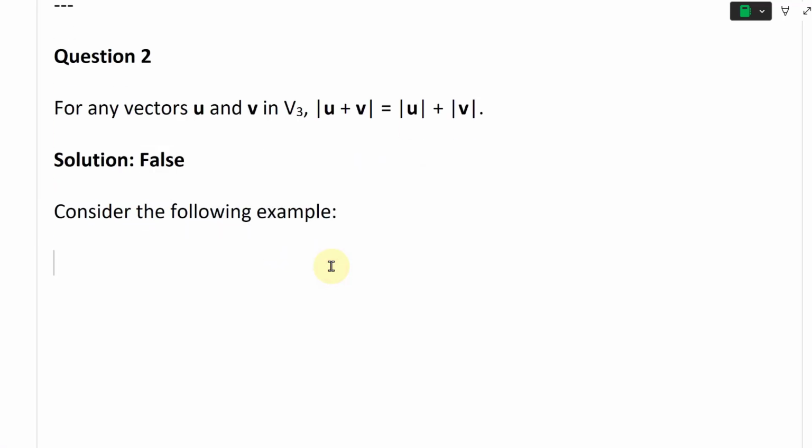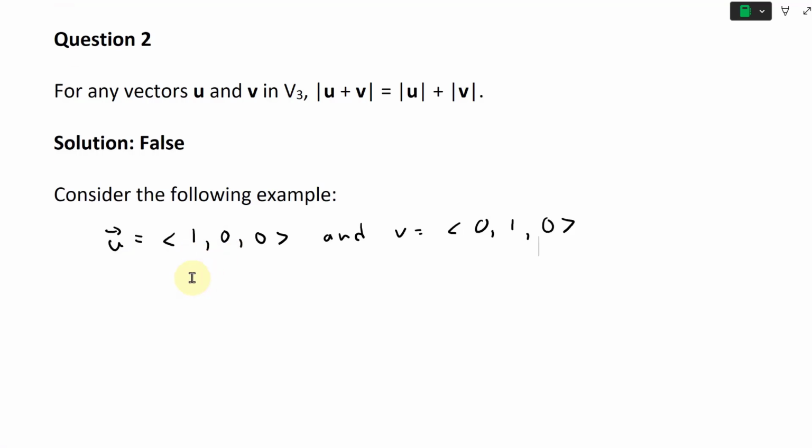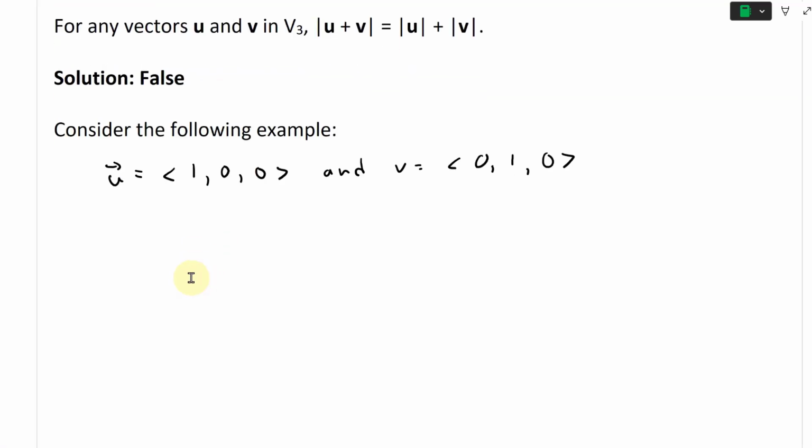So consider the following example. We're going to do an example to show you that it's not true. Let's say u is equal to the vector (1, 0, 0), just a unit vector like that. And let's say v is equal to (0, 1, 0). The reason for this is, if you take the length of each separately, it's going to be 1. Add them up, it should be 2. Except in 3D, you're going to get a triangle from the 3D Pythagorean theorem, for the distance formula, and that's basically square root 2.